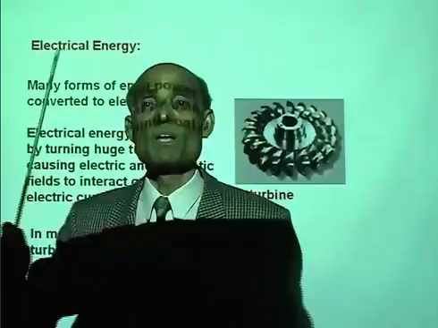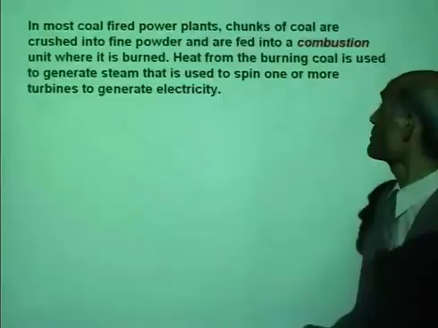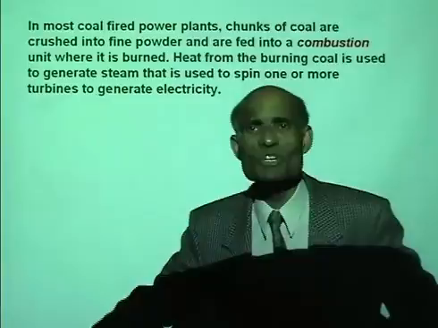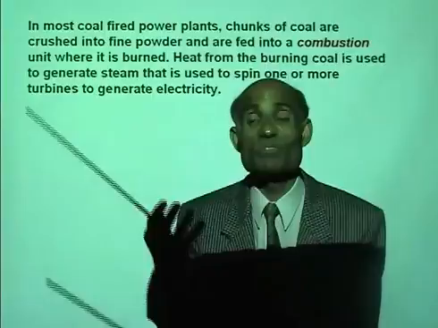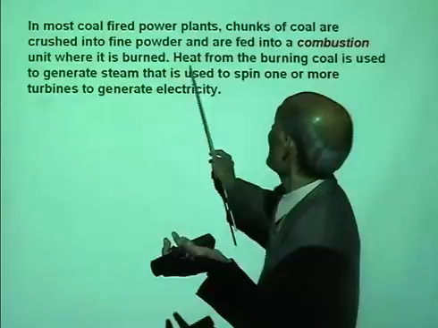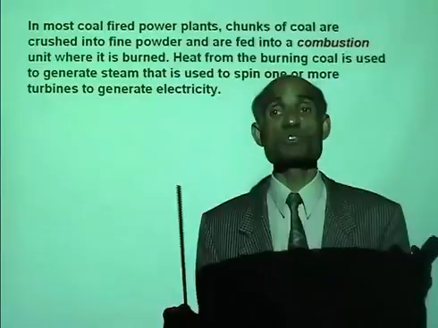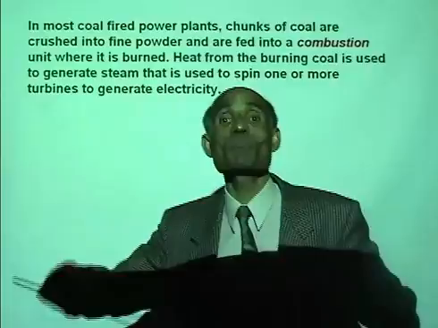Now, in most coal-fired power plants, chunks of coal are crushed into fine powder and are fed into a combustion unit. You know what a combustion unit is? A unit where coal will undergo chemical action with oxygen, releasing that locked up energy. That is the combustion unit. Then heat from the burning coal is used to generate steam that is used to spin one or more turbines to produce electricity. In a normal generating plant, there will be many of these turbines working at the same time.